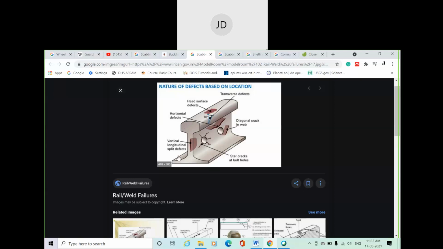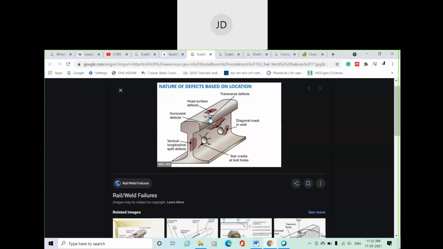Okay, fine. And here you can see the failures I'm going to show you. Here you can see the top surface, you can see the spot. If failure or wear and tear occurs in the top part, you can see the head surface defects. And here you can see in the lateral direction or vertical direction, the vertical longitudinal split defect along this web part.